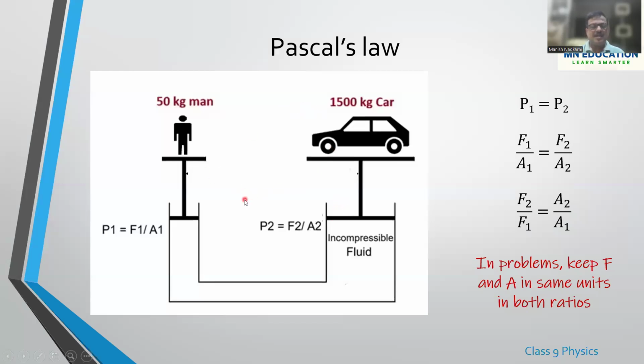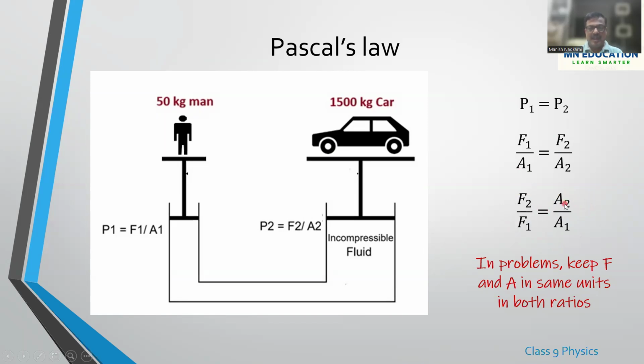Now, what is the principle behind this? It is Pascal's law. For solving numerical examples based on this system, we will always assume P1 is equal to P2, that is, the pressure at this point and the pressure at this point. Since they are at the same level, in the same fluid, the pressure P1 and P2 would be equal. But P1 is F1 upon A1 and P2 is F2 upon A2. So if you cross multiply and rearrange terms, you get F2 upon F1 is equal to A2 upon A1.